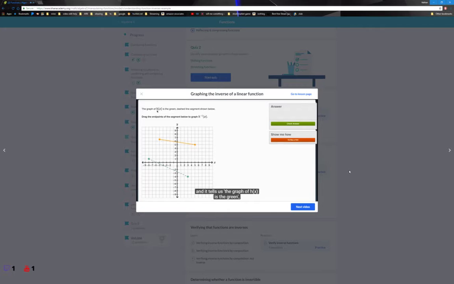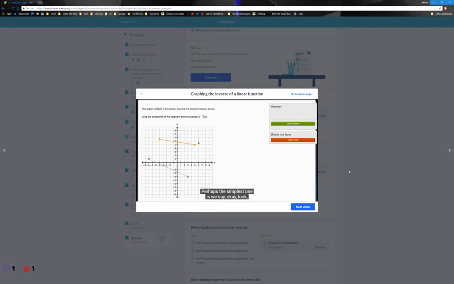And they tell us the graph of h of x is in green. So that's this dotted green line right over here. The graph of h of x is the green dashed line segment shown below. So that's this. Drag the endpoints of the segment below to graph h inverse of x. So there's a couple of ways to tackle it.